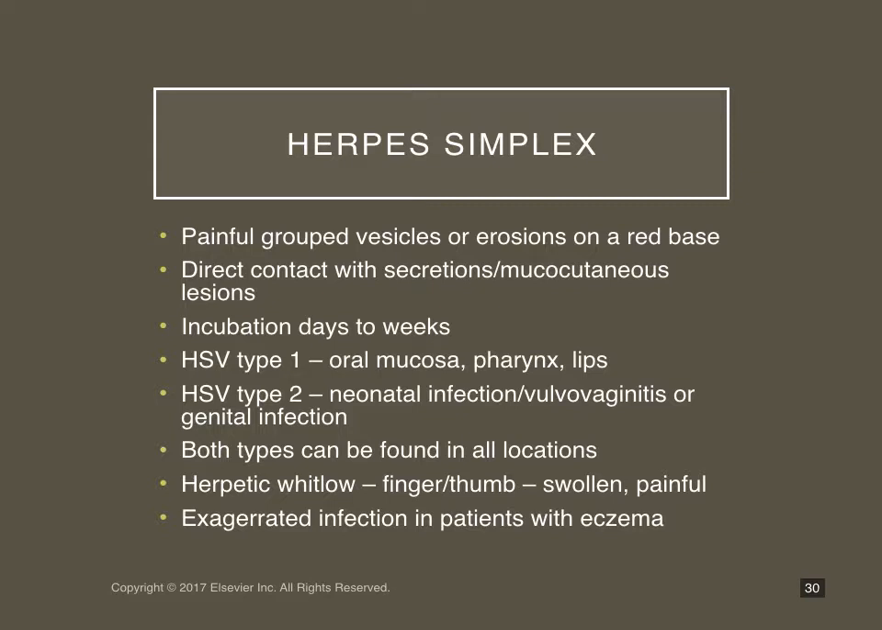Herpetic whitlow is a herpetic infection of the finger or thumb, and this can result from thumb sucking in children who have oral HSV. And whenever there's an HSV skin infection, this can be a lot worse in patients with eczema. If it's the first infection of herpes virus, then there are generally systemic signs: fever, malaise, sore throat, decreased fluid intake.